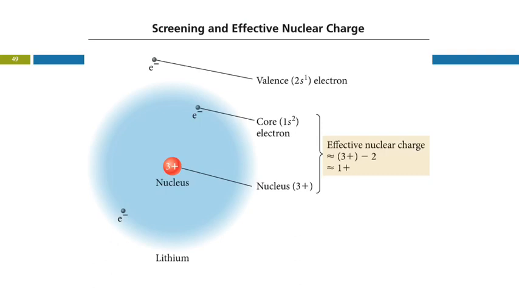So here we've got an example looking at lithium. Lithium has 2 electrons in the 1s sublevel and 1 electron in the 2s. So here's its 2s, which is going to be more on the outside. This is the valence electron, and we have these 2 core electrons. The core electrons shield the nucleus for that valence electron. So when this valence electron looks at the nucleus, it's really seeing an effective nuclear charge of +1.